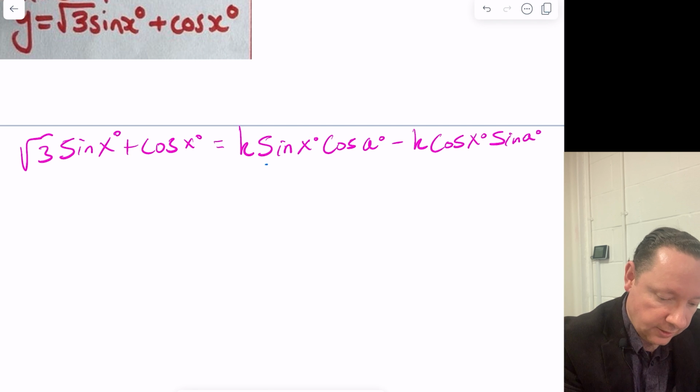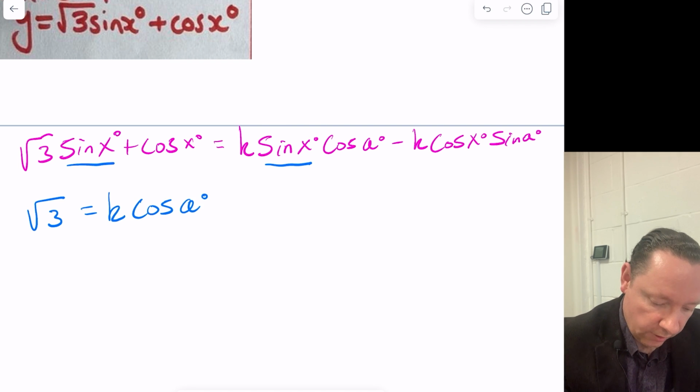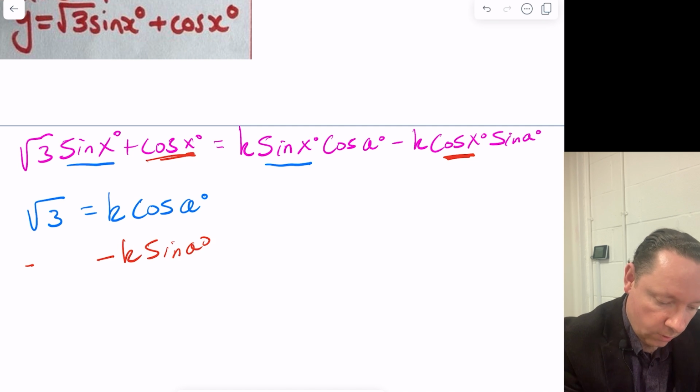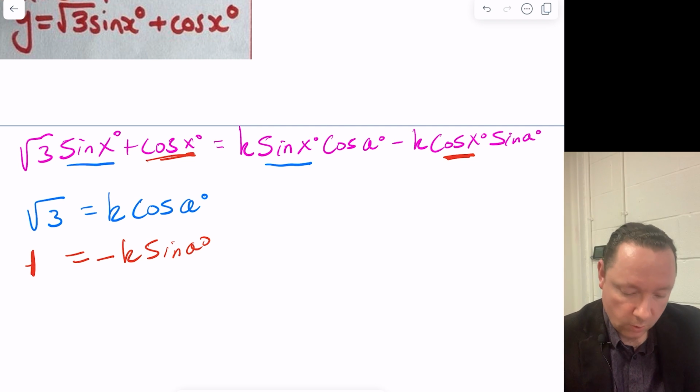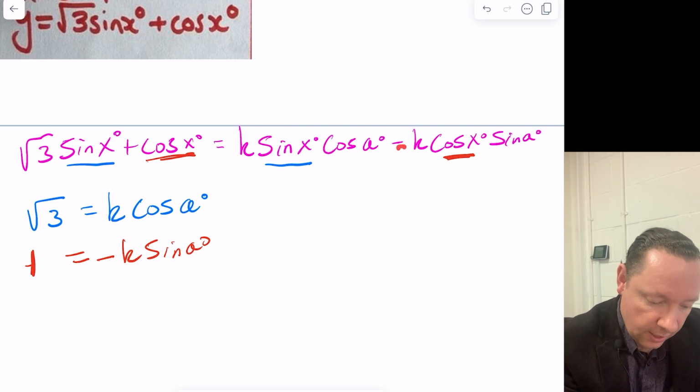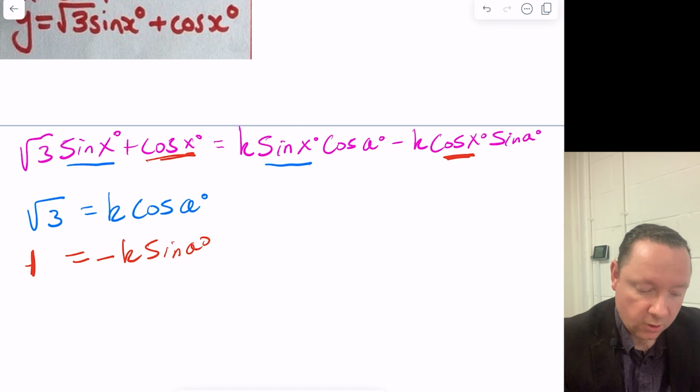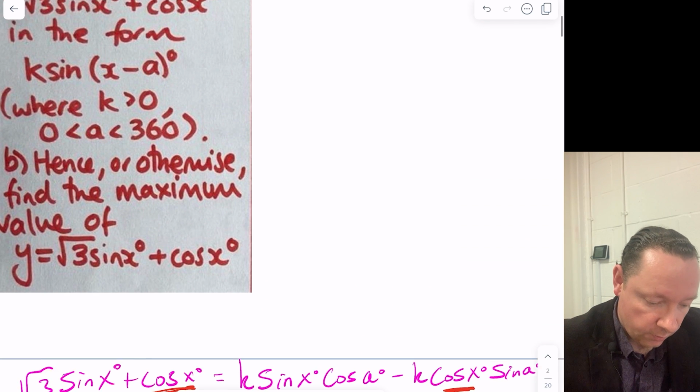I've got sin x here and sin x here. So that means that root 3, the thing in front of sin x, equals k cos a, or k cos a equals root 3. And then using another colour, I've got cos x here, and I've got cos x here. So minus k sin a equals 1. Because the number in front of cos x is 1. Now, if they were both minus, I would just drop the minus, but since one's minus and one's plus, I'll need to keep it in. Hopefully we're doing well so far.